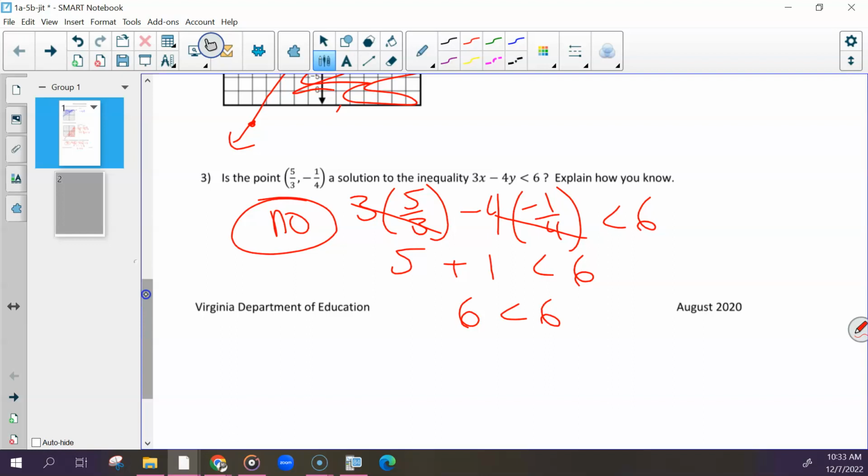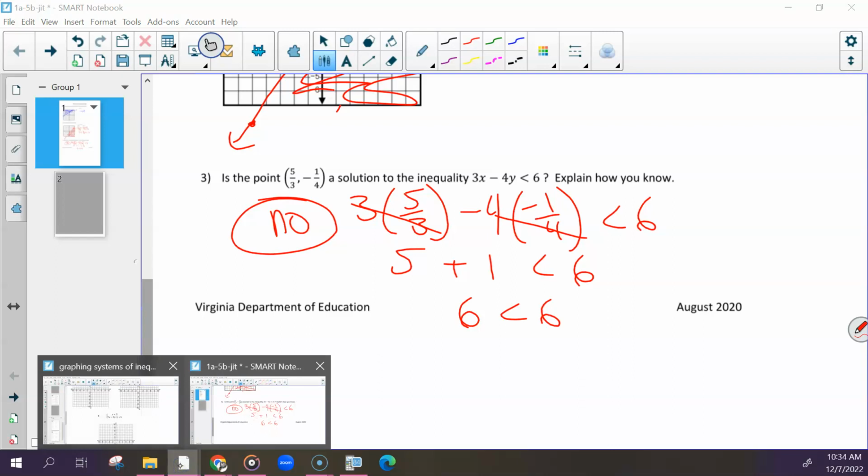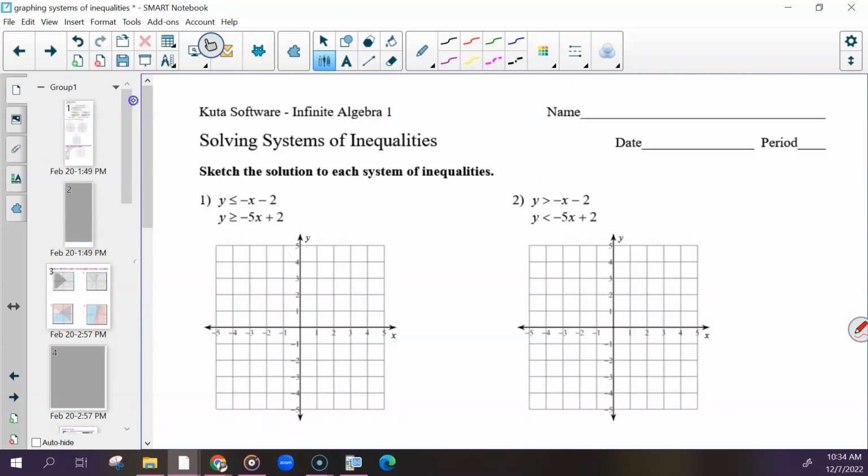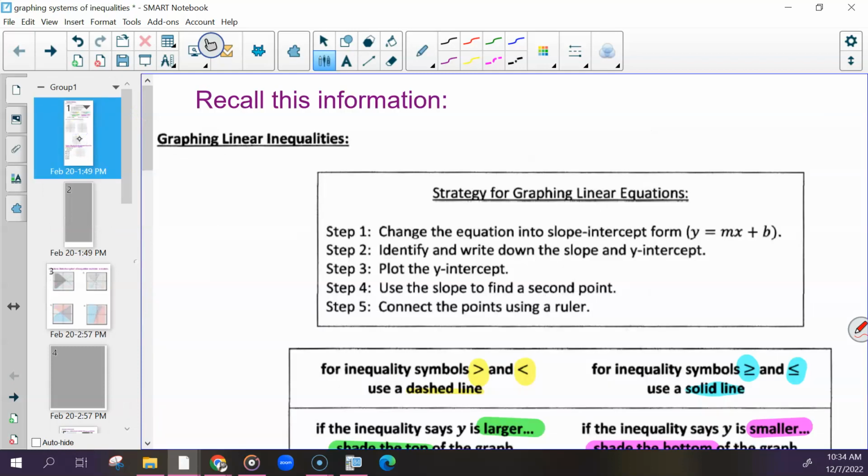So today we're going to do our last lesson in inequalities, which is systems of inequalities. And then Friday will be your quiz on all this stuff. Make sure you guys are paying attention.